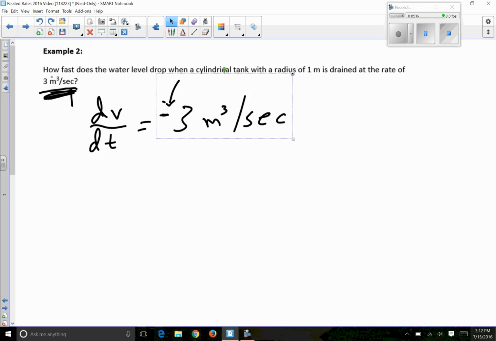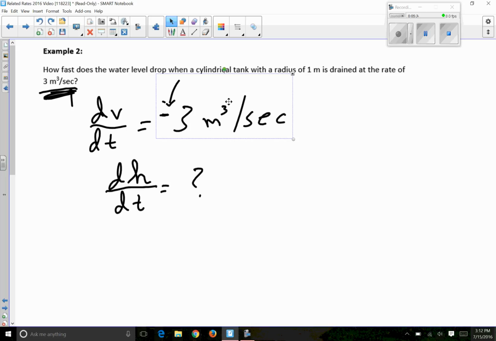The rate that we have to find is how fast does the water level drop. We'll use h for the level of the water, or the height of the water. That's the rate to find: how fast does the water level drop.